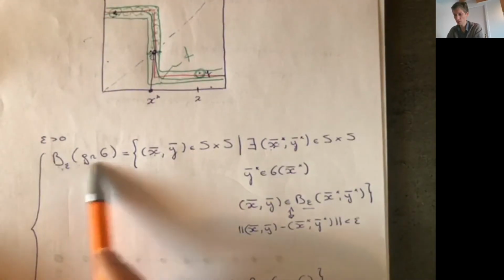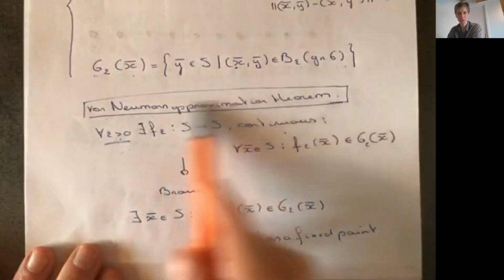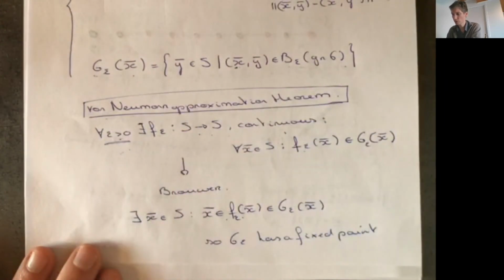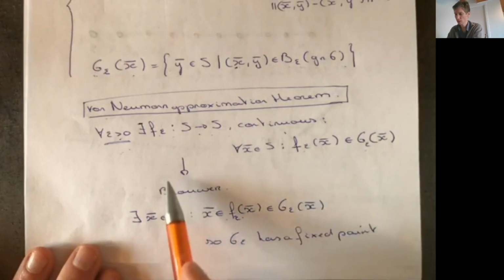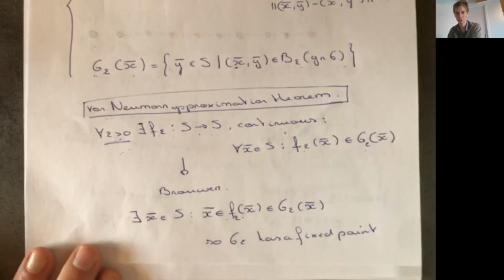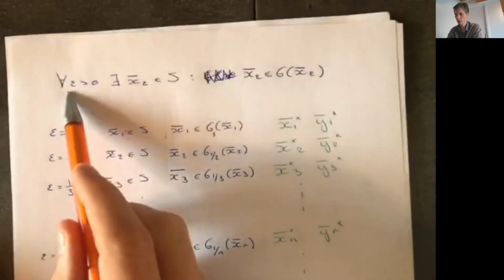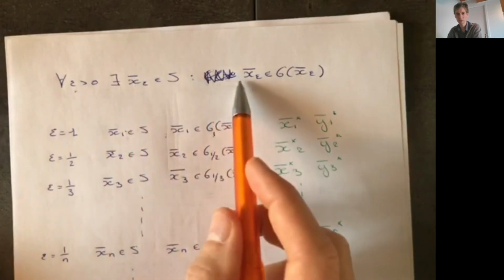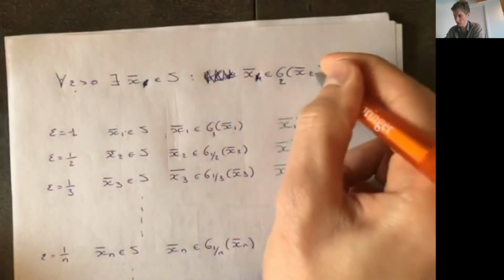So here B epsilon of the graph is the blown up graph, and this is the blown up correspondence. Then we use the result that we haven't proven, von Neumann's approximation theorem, that shows that indeed there's a continuous function in this blown up correspondence, and by Brouwer we have seen that this continuous function has a fixed point. So for every epsilon, I can find an x such that x is in the blown up correspondence of x. Maybe I can get rid of these epsilons to avoid confusion. So x is a fixed point of G epsilon.